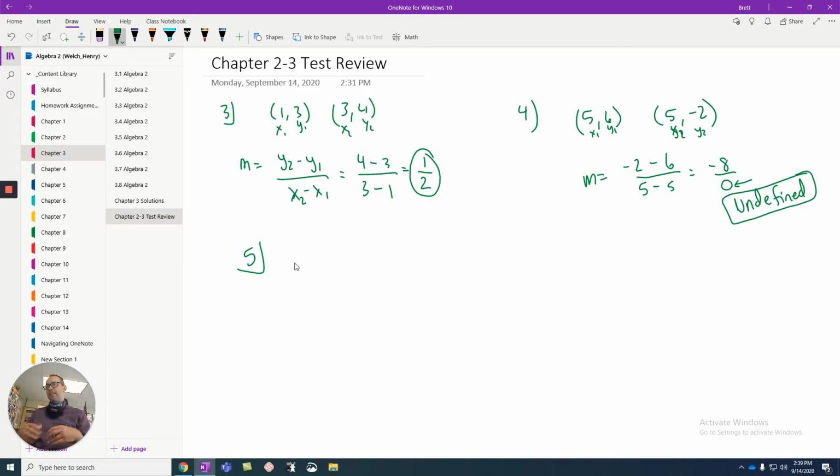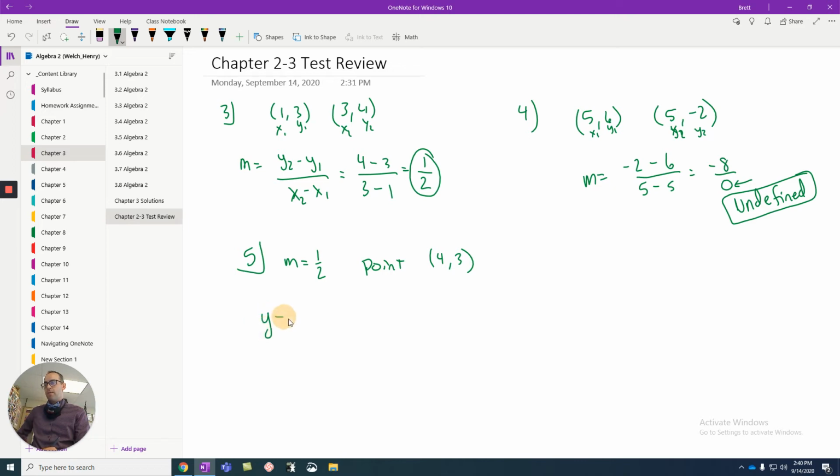Question number 5 takes this idea of slope and wants us to go a step further with it. It wants us to actually build the equation of a line. So we want the slope to be 1/2, and we want it to pass through the point 4, 3. Okay? So there is a formula for this, and there's actually two approaches. I'm going to go through both approaches, and you can choose which one you want.